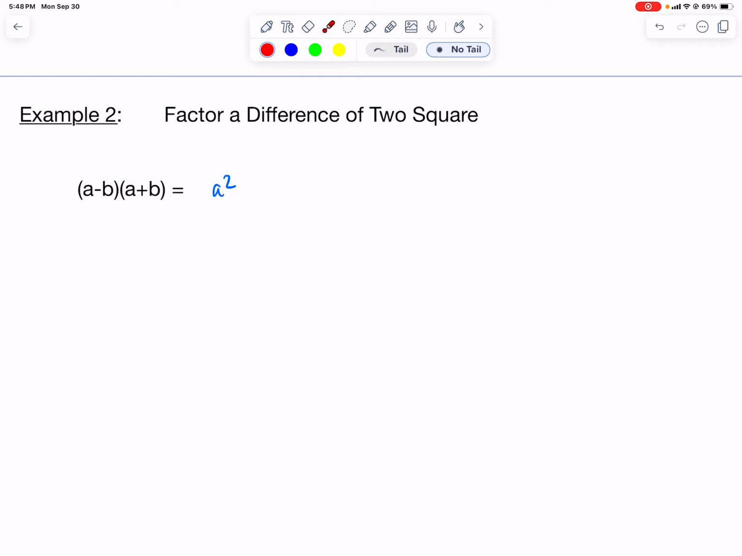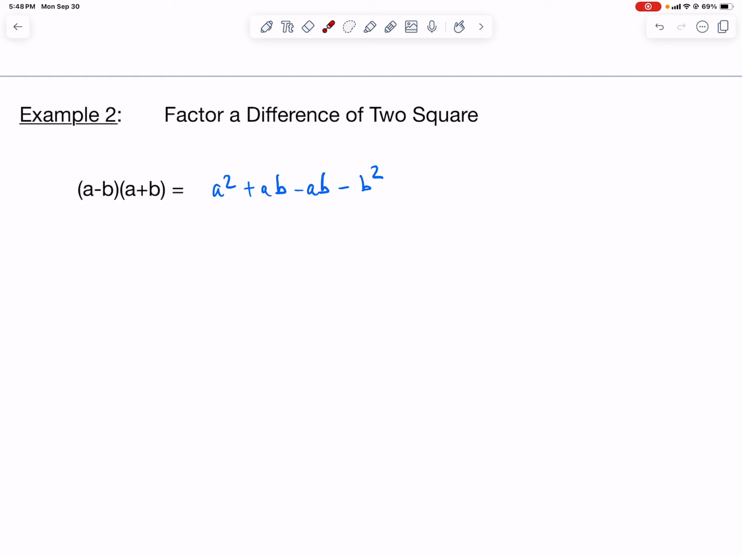Then we're going to multiply the outer terms. So a times b is going to be a positive ab. Then we're going to multiply the inner terms. Negative b times a is negative ab. And then multiplying the last terms, a negative b times a positive b gives me a negative b squared.